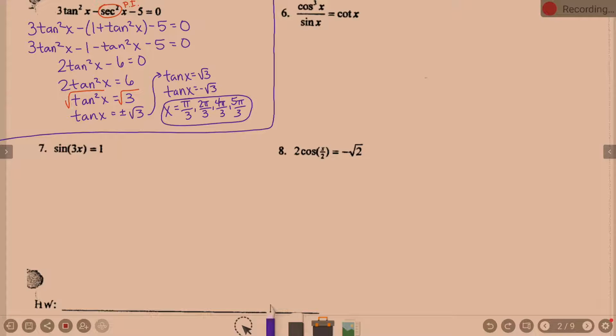Picking back up to finish off solving trig equations in lesson 5.1.2. And I believe we are ready for number 6.